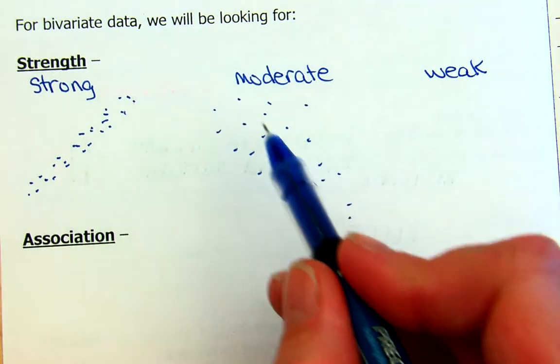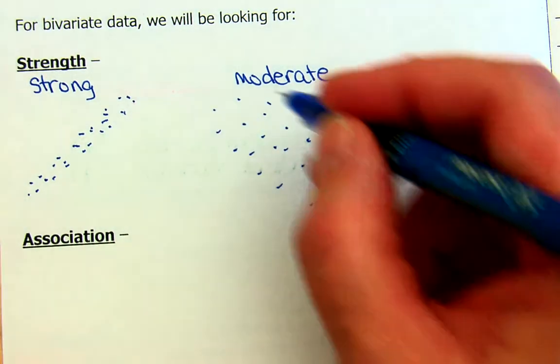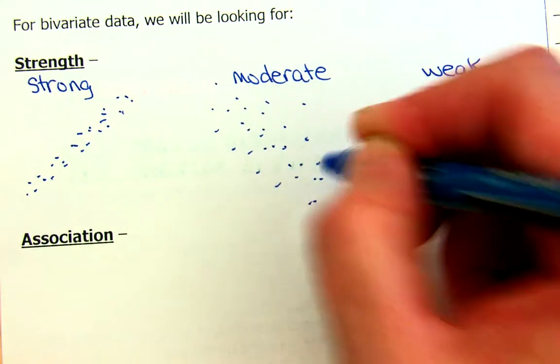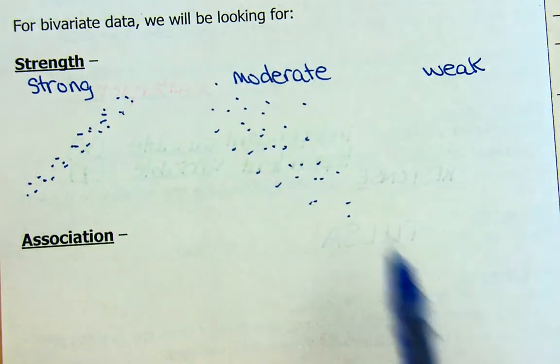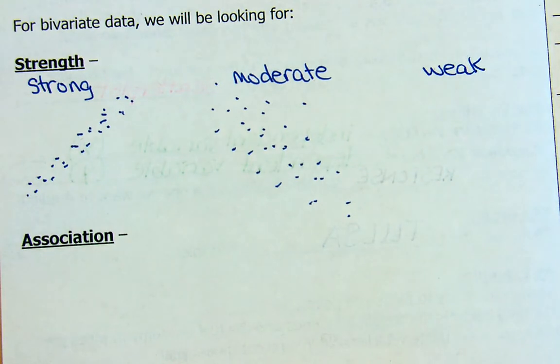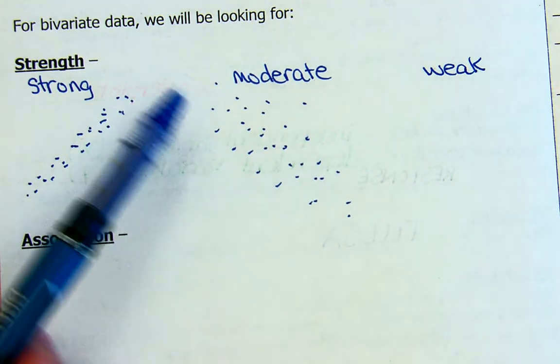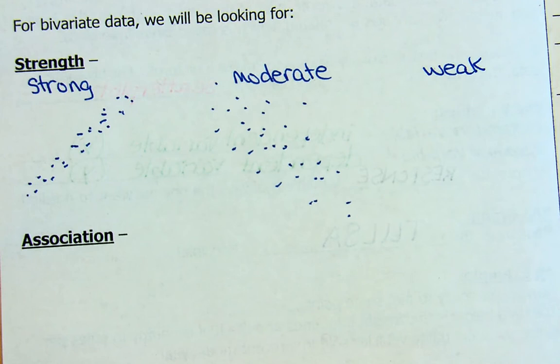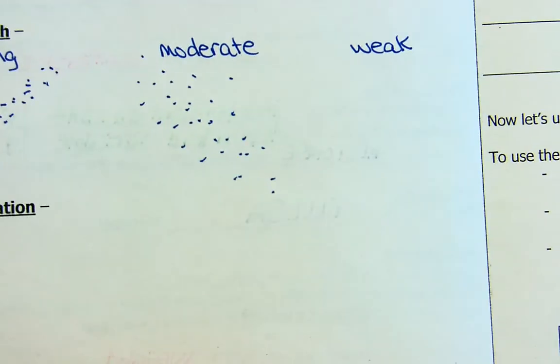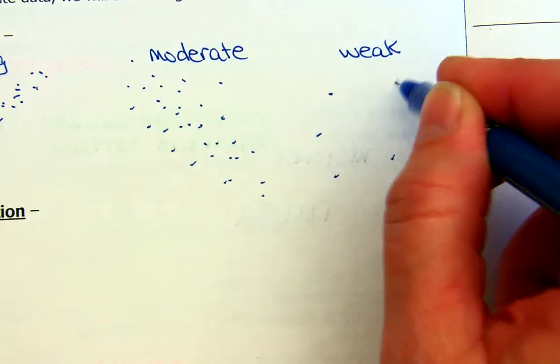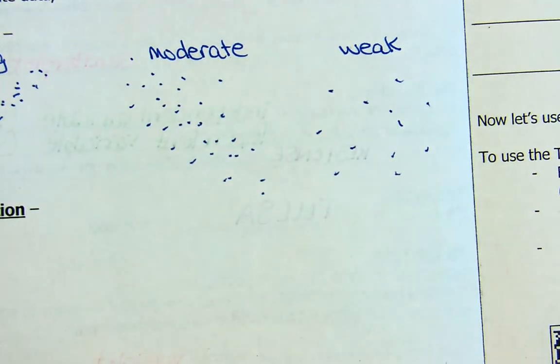So maybe we can still see it's kind of going in a negative trend, but there's a little bit of movement around. It's not real tight, but it still appears to be a negative trend. It's like a little bit fuzzier. It's like when your resolution is not good and it's all pixely. That's moderate. Weak, I can't tell if it's positive, negative, what's going on. It's just randomly scattered everywhere. That's weak.